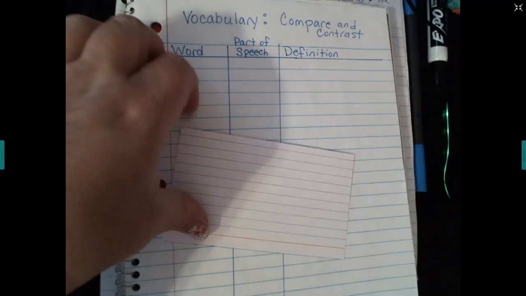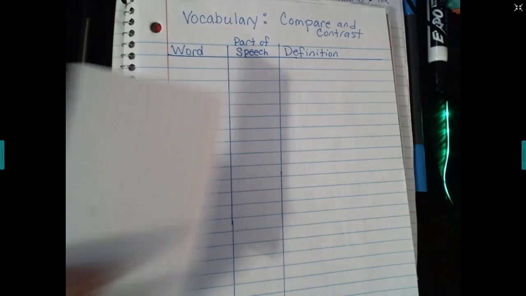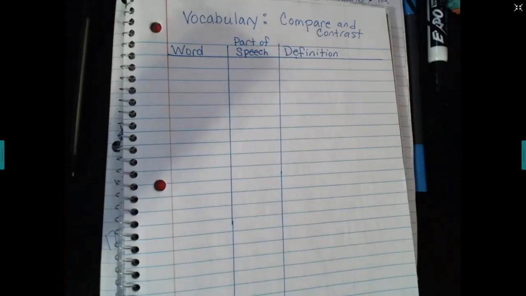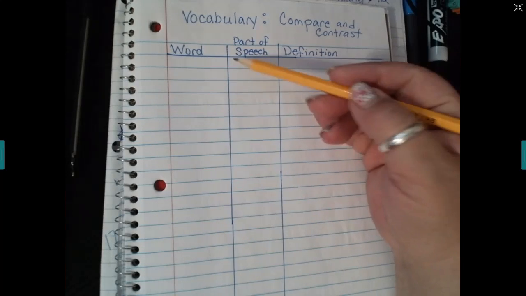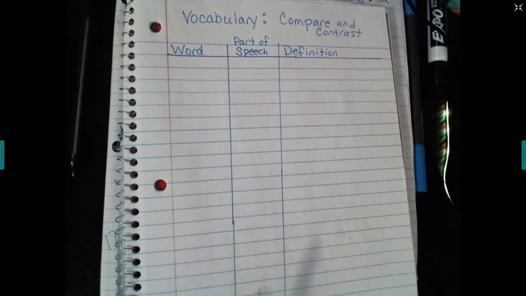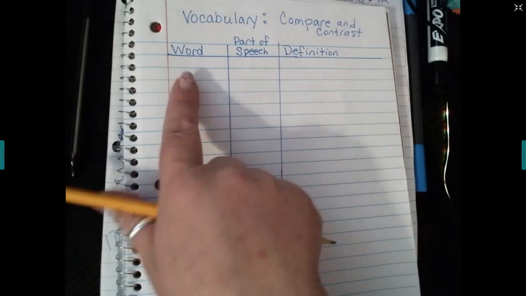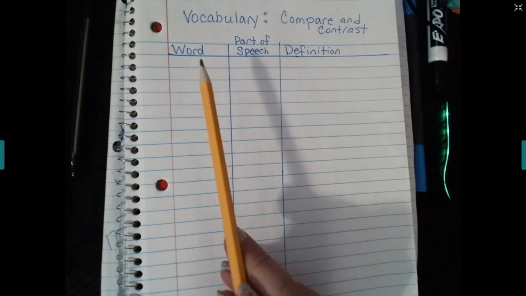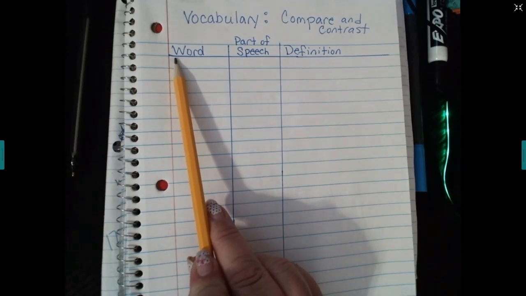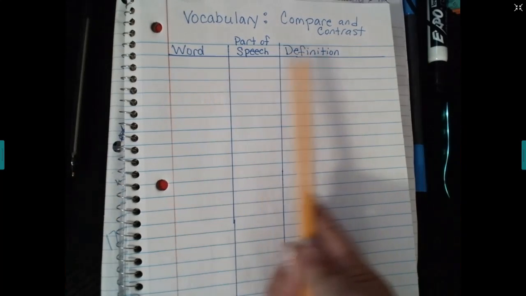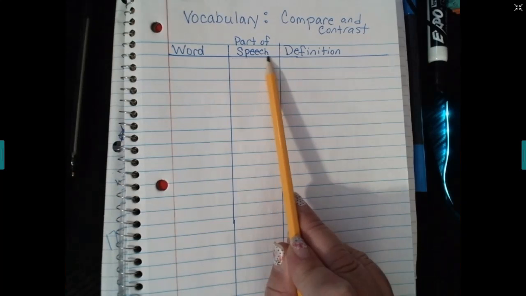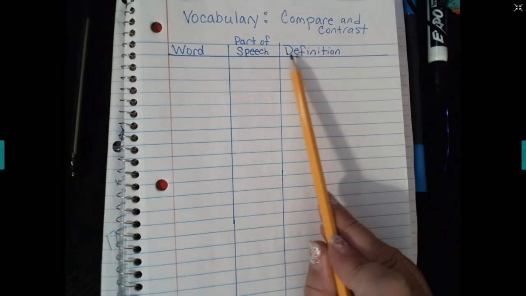I used any old object to help me make my straight lines, like if you have a book or a card, you can do that, or you can simply draw the lines. They don't have to be perfect. You do need to label each column. This column is going to have the word or the vocabulary word. This column is going to have the part of speech of the word, and the third column is going to have the definition.